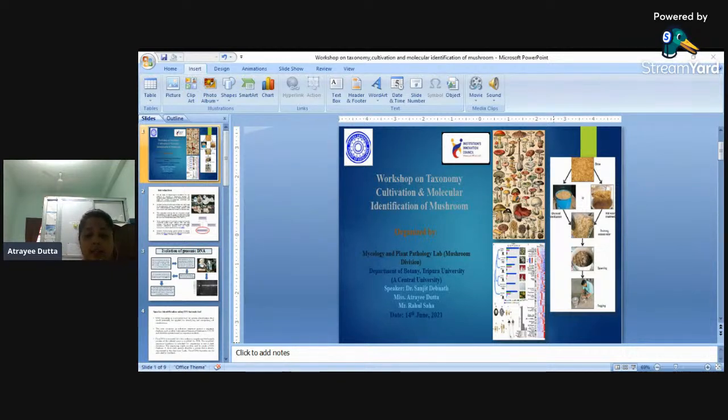And I will try to give some information on how we perform this kind of technique in our laboratory. So we already know that there are many morphological characteristics and morphological approaches present for identifying a mushroom. So basically, the question that always comes is why molecular techniques are needed for the identification of a mushroom.